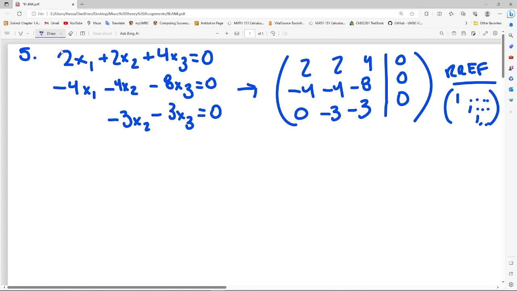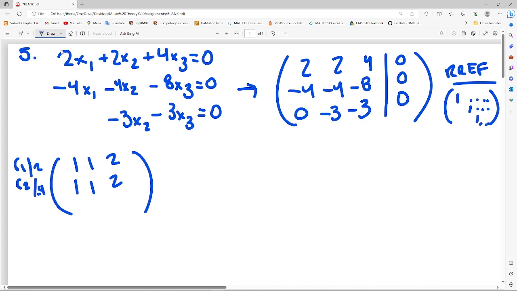So looking at our matrix, we can see right away that we can always divide rows no matter what to make it simpler. So we can divide row 1 by 2. We make it 1, 1, 2. We can divide row 2 by 4, or actually negative 4. If we divide row 2 by negative 4, we get 1, 1, 2. And then we divide row 3 by negative 3. We get 0, 1, 1.